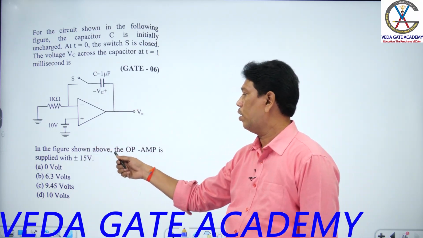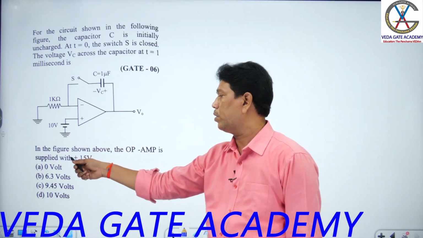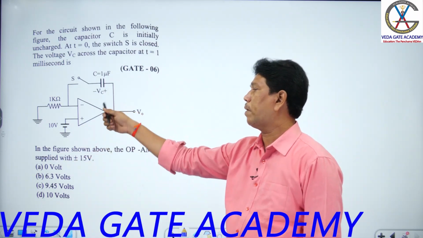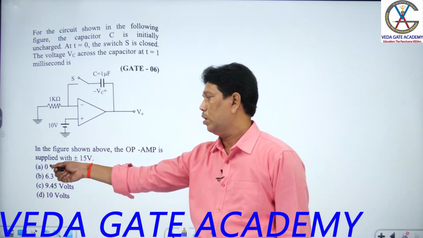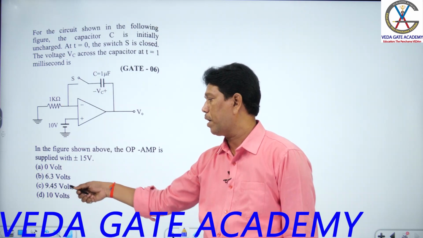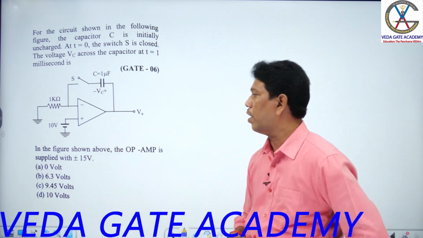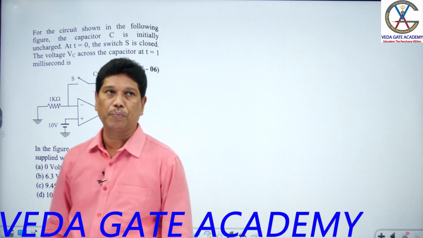In the figure shown above, the op amp is supplied with plus or minus 15 volt. The options are 0 volt, 6.3 volt, 9.45 volt, and 10 volt. Now I can check that condition, students, and see what it is.